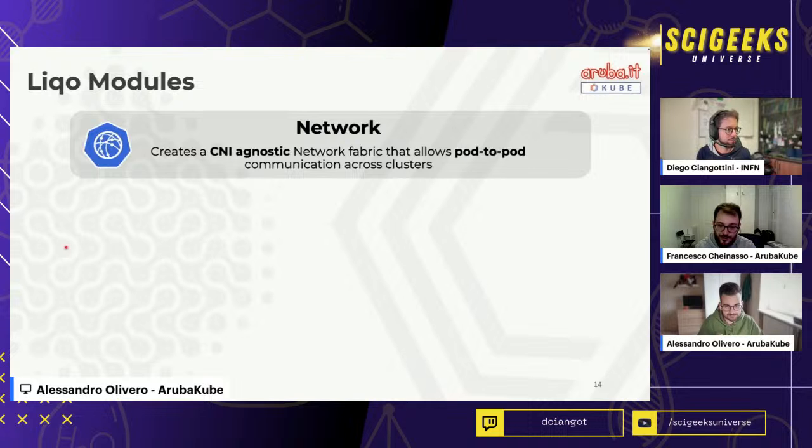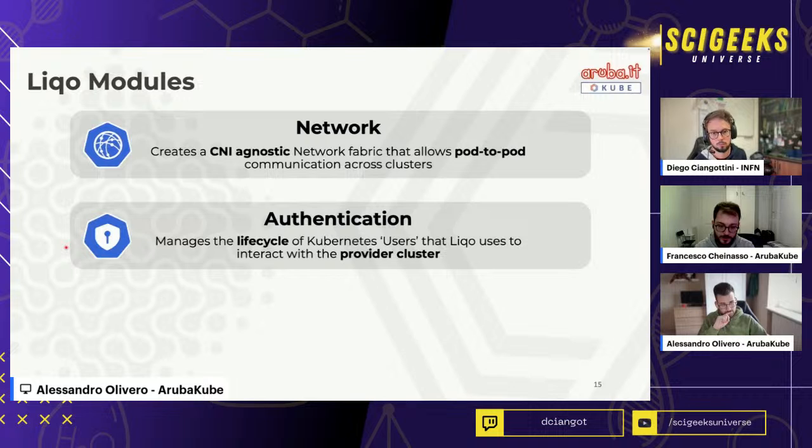Yeah, so I'm going to talk about the Liqo modules. Liqo is made of three main modules: the networking, the authentication, and the offloading. The first one just creates what we call the network fabric, which is a network overlay that uses the CNI and is CNI agnostic, as Alessandro said before, and allows you to get pod-to-pod connectivity between every cluster in your topology.